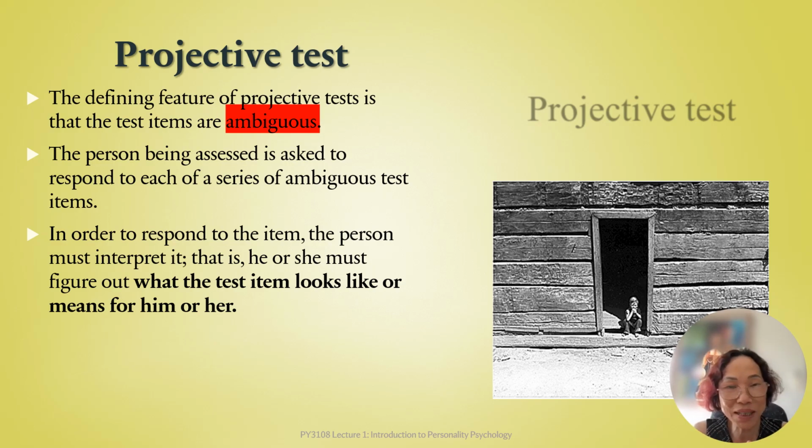And the person being assessed, the client, for example, is asked to respond to each of a series of ambiguous testing items. In order to respond to the items, the person must interpret them. That is, he or she, the client, must figure out what the test item looks like and means for him or her. For example, this photo, what does it mean for him or her?